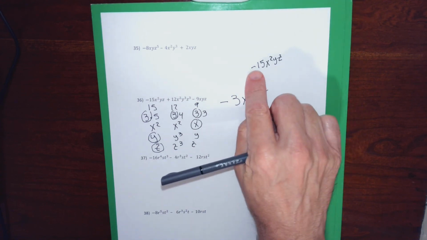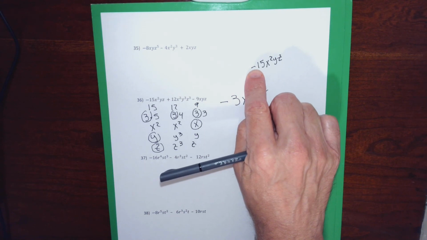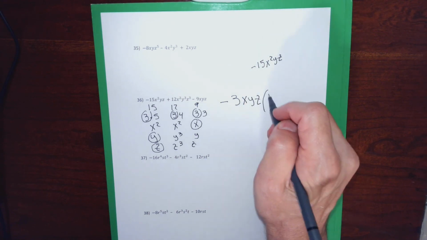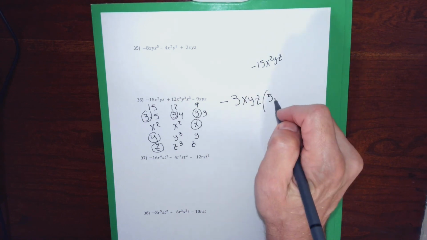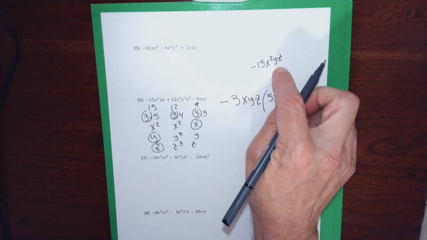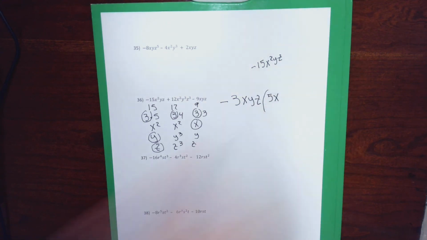First term, the negative sign's going to flip to positive. 15 I'm going to divide by 3 and get a 5. First term had 2 x's. I took 1 x away. I'll be left with 1 x. The first term had 1 y and 1 z. I took them away.